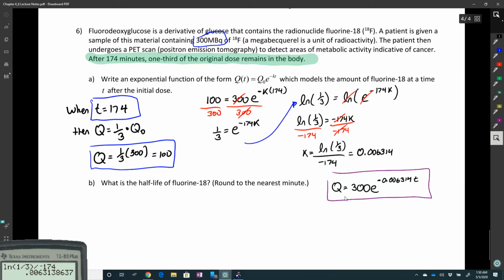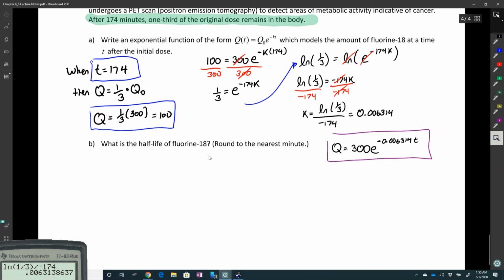So for the final answer, the only variable that you can have is t. So Q, which is the final answer, is equal to 300 e to the negative 0.006314 t. Again, the negative sign is part of the formula. All right. Now, what's the half-life of fluorine 18? Okay. So the half-life is how long does it take for half to remain? So if Q naught is equal to 300, then that means that Q should be equal to 150 because half-life.